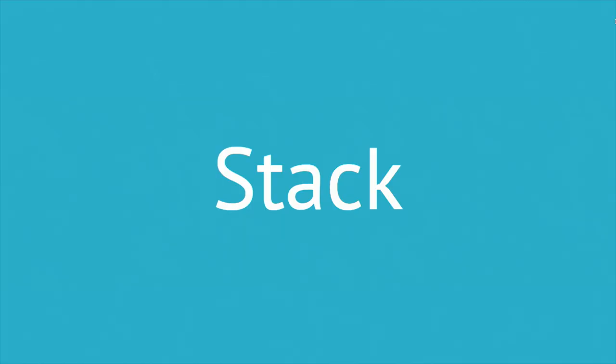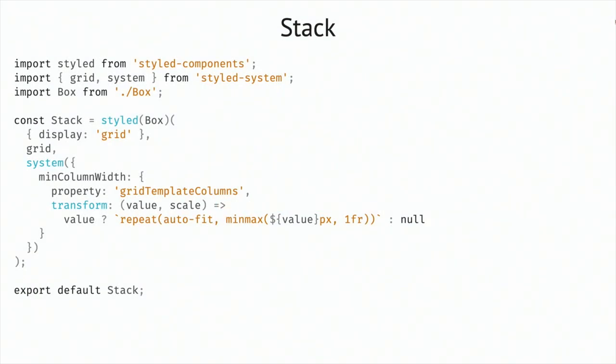And the last is the stack component. This is slightly more complicated. It's also based on the box, but we also set display grid by default, and we import all the grid properties from standard system, so we can use it to create all CSS grid layouts. And here is one more custom property called min column width, which is useful to create stack layouts.